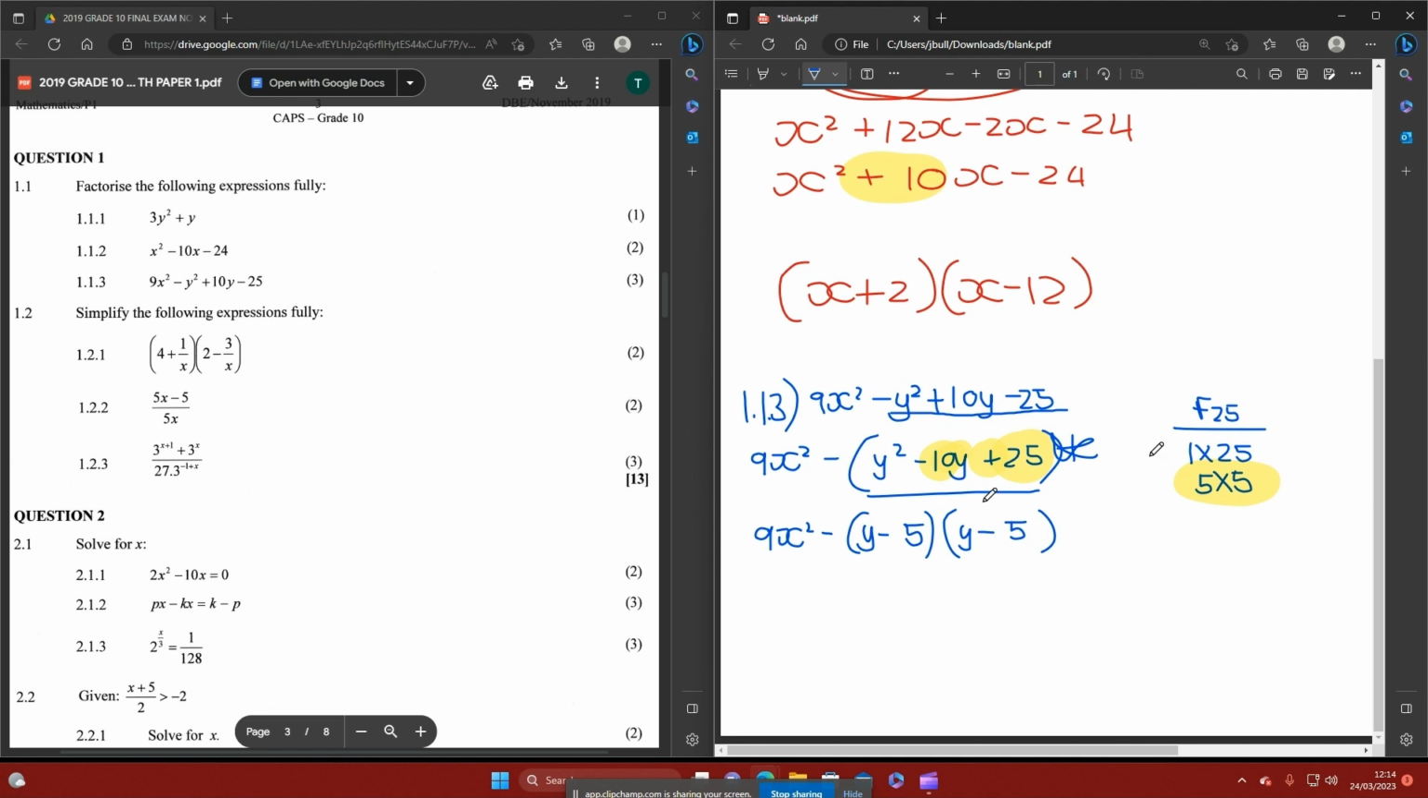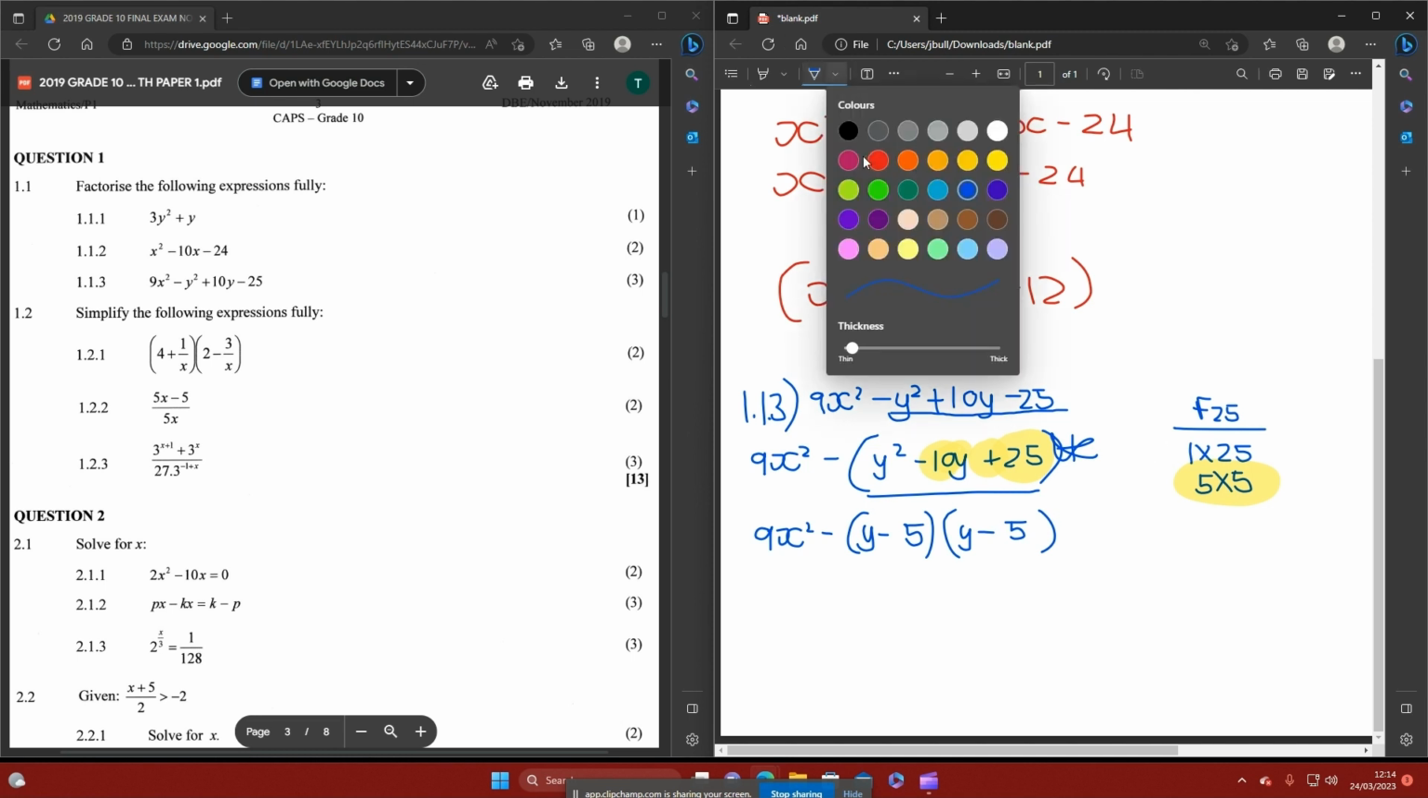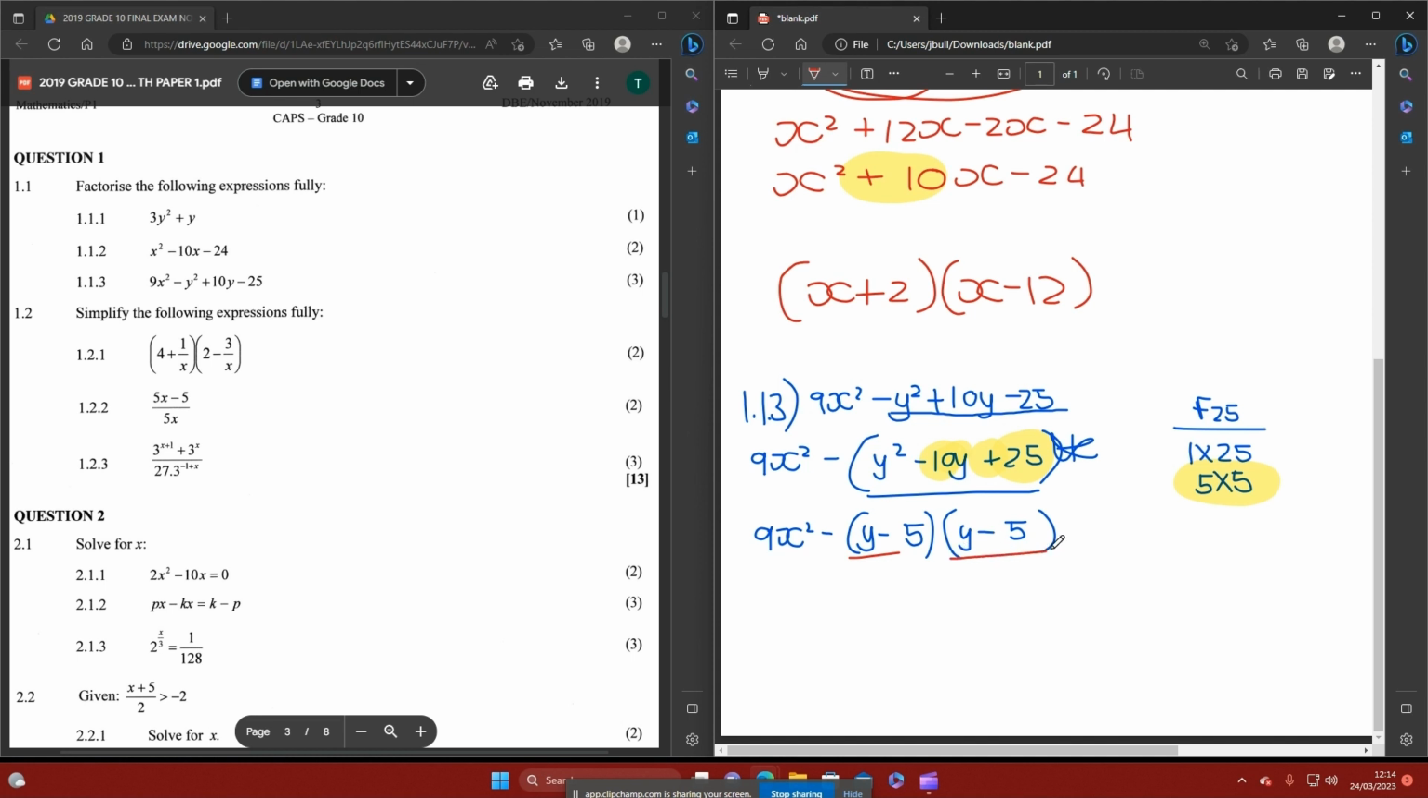We're trying to factorize it, so it's not looking super factorized yet. But let's see what else we can do. If we look at that (y - 5) and (y - 5), these are exactly the same. So instead of writing it twice, we could write 9x squared minus (y - 5), and we could just square the bracket, because that's the same as writing two brackets.